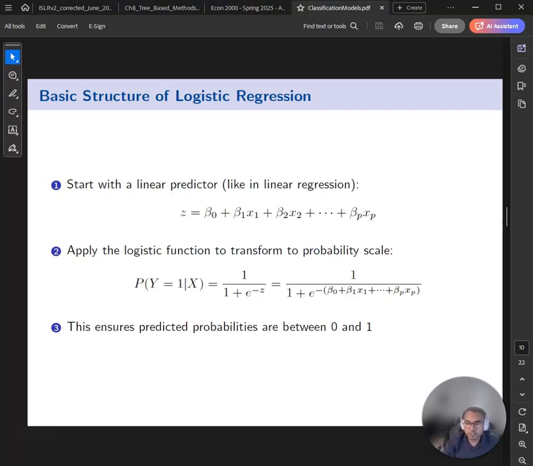It's like having the best of both worlds. We get to use a linear model on the inside while ensuring that our outputs make sense as probabilities on the outside.